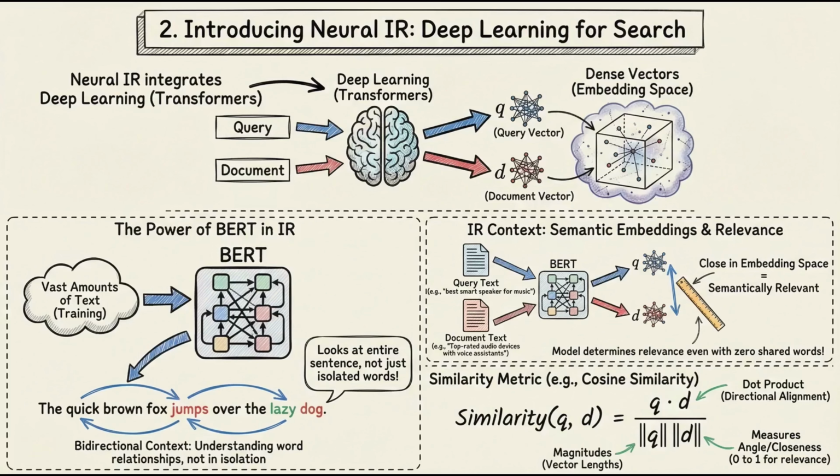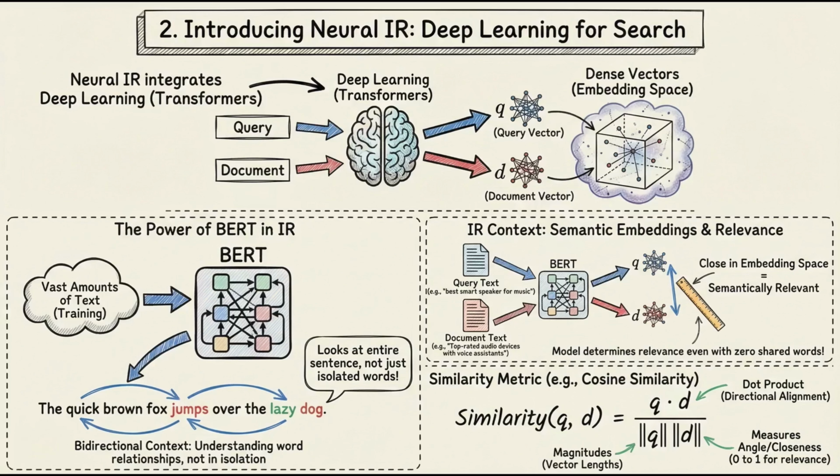A major turning point for this field was the introduction of BERT. Unlike older systems that analyzed words in isolation, BERT looks at entire sentences at once. Because it processes text bidirectionally, it captures the nuanced relationships between words, allowing it to truly grasp the context of a search. When we use models like BERT in an IR context, we transform text into these deep semantic embeddings. The magic happens when we compare them.